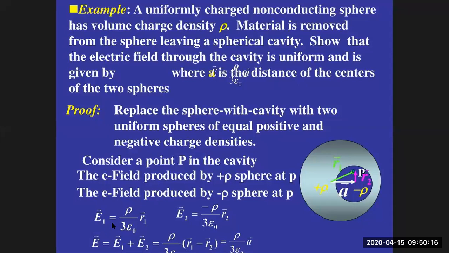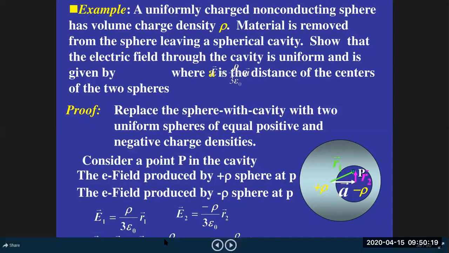Applying the superposition principle, the electric field at a distance R1 from the center of the bigger sphere is E1, given by rho divided by 3 epsilon naught times R1. Similarly, the electric field E2 due to the smaller sphere is given by minus rho, because this material is removed from the bigger sphere and is therefore taken to be negative. So E2 equals minus rho over 3 epsilon naught times R2. After that, you just apply the superposition principle.